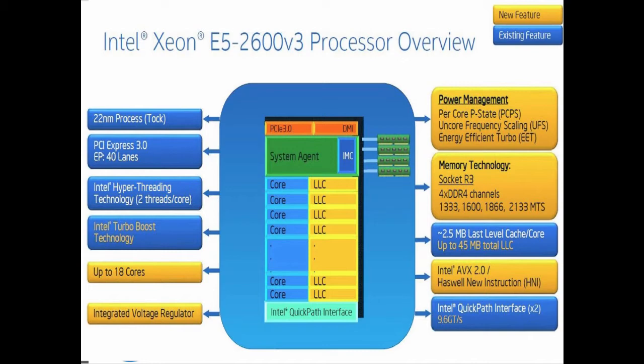In addition, the per-core P-states mentioned at the top here on power management allow cores that are not used to really be dropped almost down to 0 in terms of the amount of power that they use. And then in addition to uncore frequency scaling, we have a much more energy efficient turbo option. And we've also brought the voltage regulator on socket for the Haswell processors.